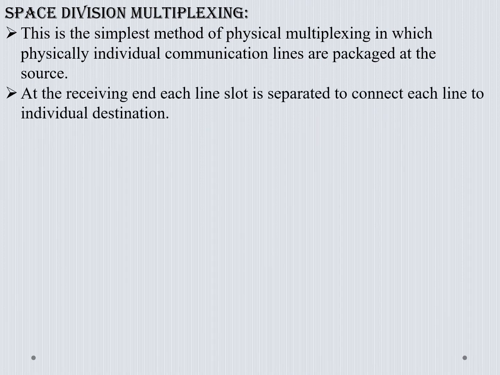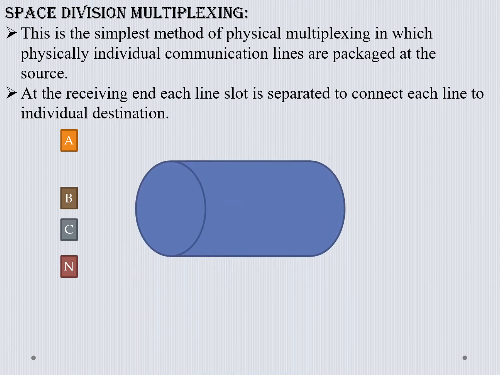So let us understand. This is the simplest method of physical multiplexing, in which physically individual communication lines are packed at the source. The same number of slots will be there at the transmitting station as at the receiving station. That is, at both the transmitting and the receiving end, the number of computers available will be the same. Here I have A, B, C and so on till n computers. This is my cable via which the signals are going to be transmitted.